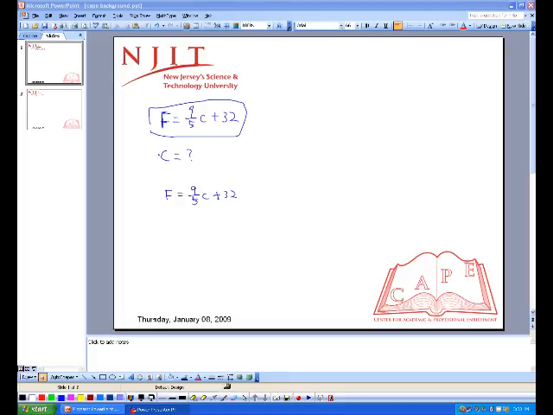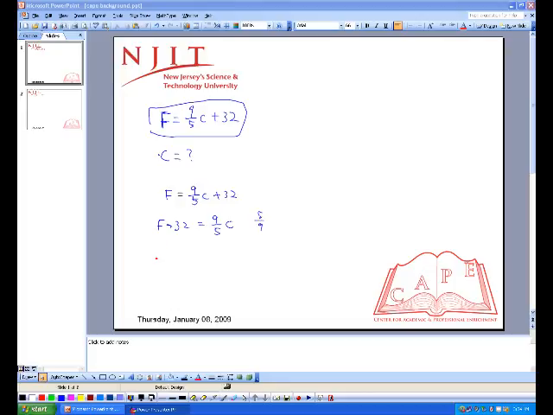So let's try that. First of all, we can subtract both sides by 32, right? F subtract 32 is equal to 9 over 5 C. 32 subtract 32 is simply 0. Now, in order to get rid of this big fraction, we can multiply both sides by 5 over 9, right? 5 over 9. If we do that, the 9 over 5 would cancel out with 5 over 9. That would be good, right?